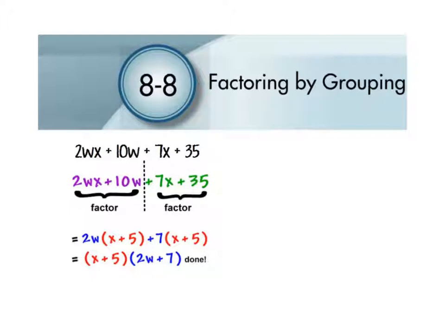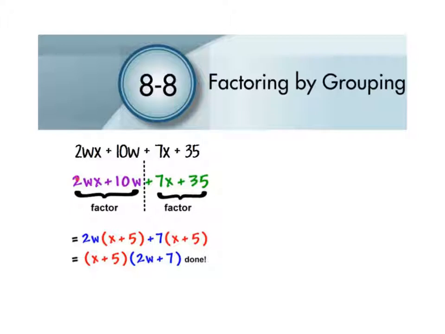If you have 4 terms, you're going to group them into 2 separate groups. So you can see here that I'm splitting it right down the middle. This plus sign has to go with this 7, and so then I've got this going on here. And what I'm going to do when I factor by grouping is go back to when we did GCFs. I'm going to look at these 2 terms here and look for the GCF.